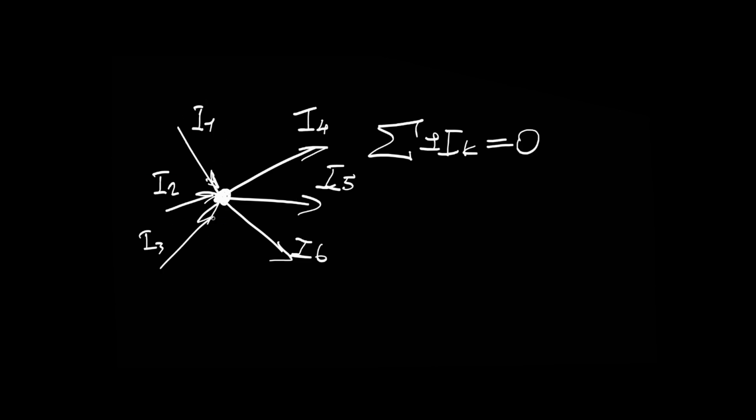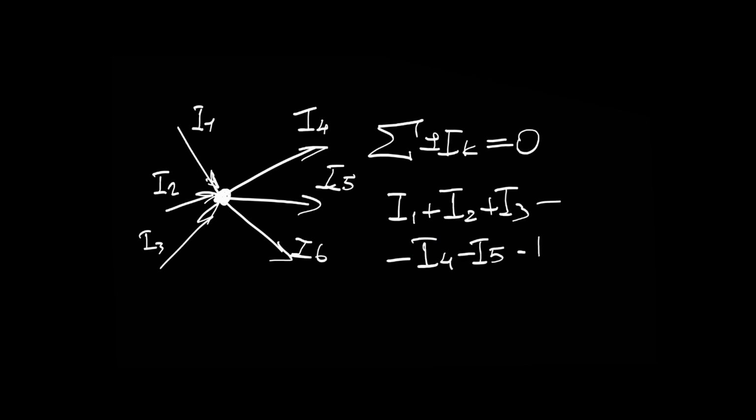It means that we need to write down I1 plus I2 plus I3 minus I4 minus I5 minus I6 equal to 0. I1 is 1m this, I2 is 2m, I3 is 3m, and respectively also I4 is 1m and I5 is this unknown value. How to find I6?